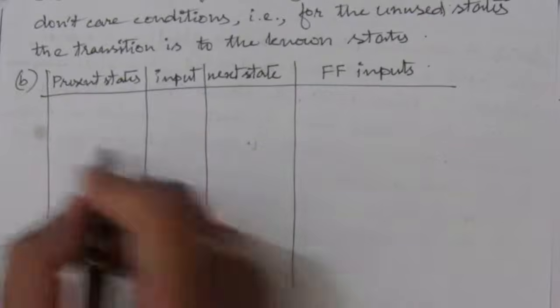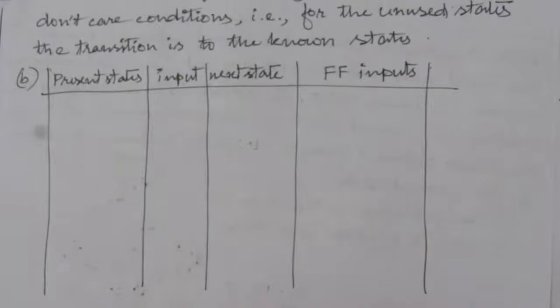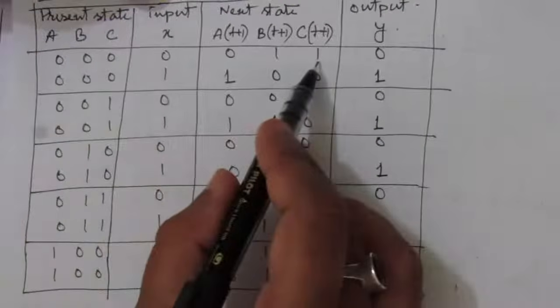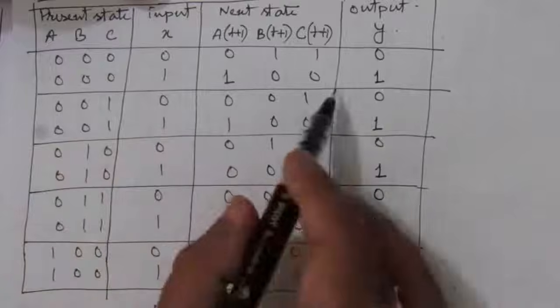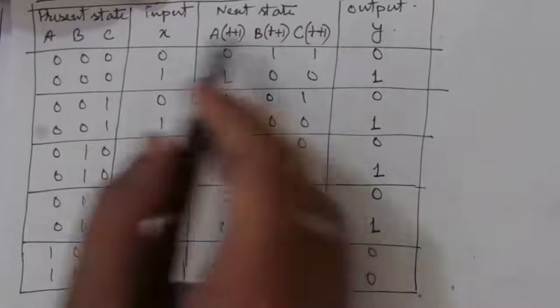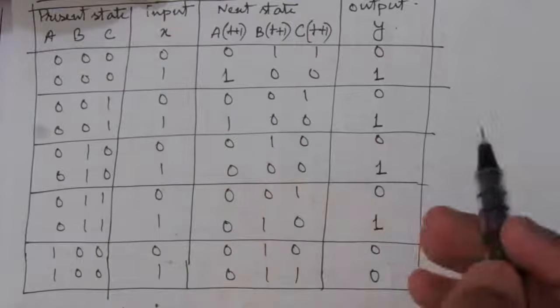So these values I am just copying from this table. This present state and next state values I will be writing from here. These are the present state and this will be the next state, and these are the inputs. Let me write down this portion and then we will find out the inputs of the flip-flop.